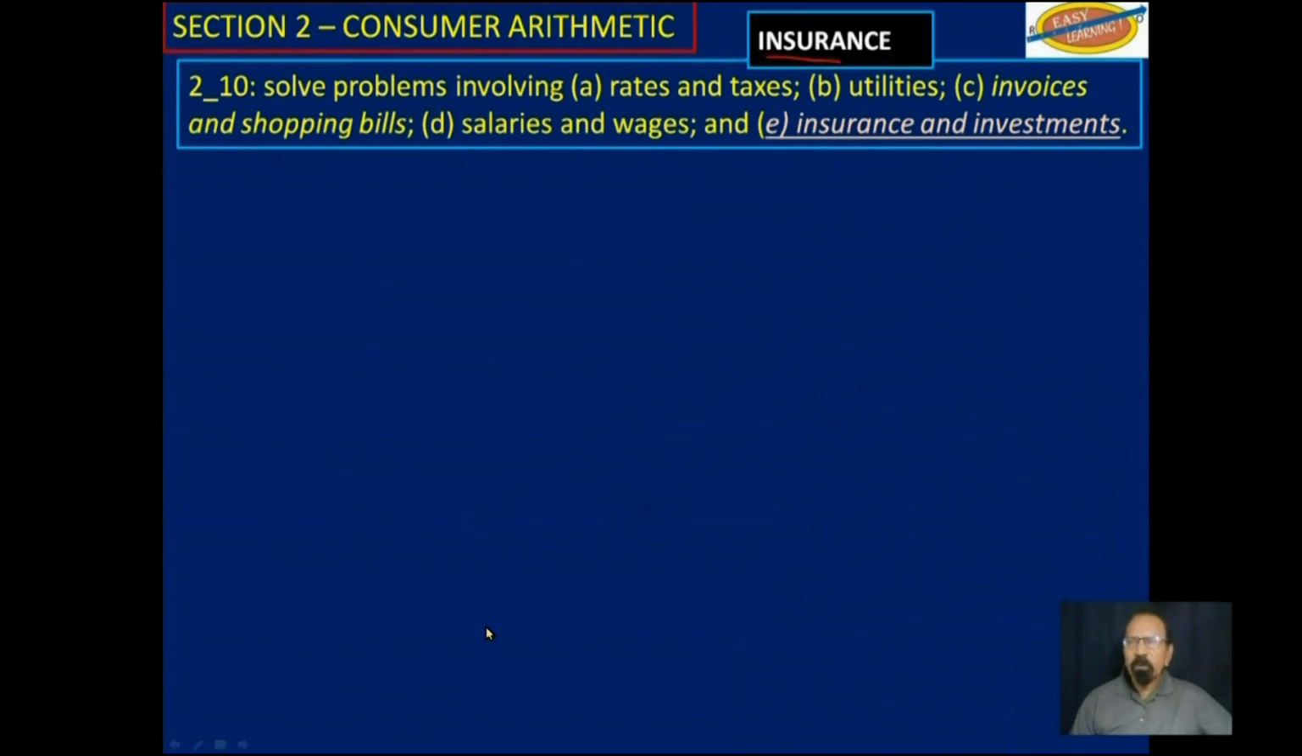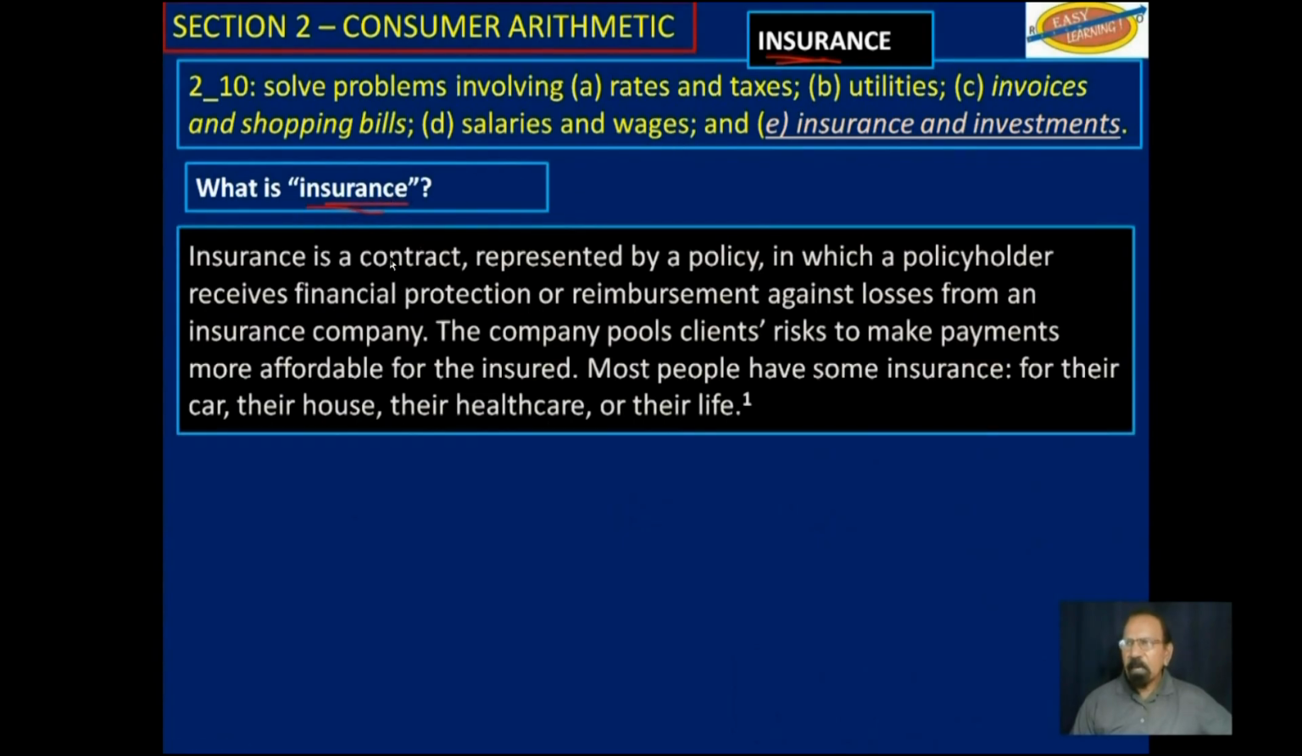So let's deal with insurance first. What is insurance? Insurance is a contract represented by a policy in which the policyholder receives financial protection or reimbursement against losses from an insurance company. The company pools clients' risk to make payments more affordable for the insured. Most people have some kind of insurance for car, house, healthcare, and life insurance.